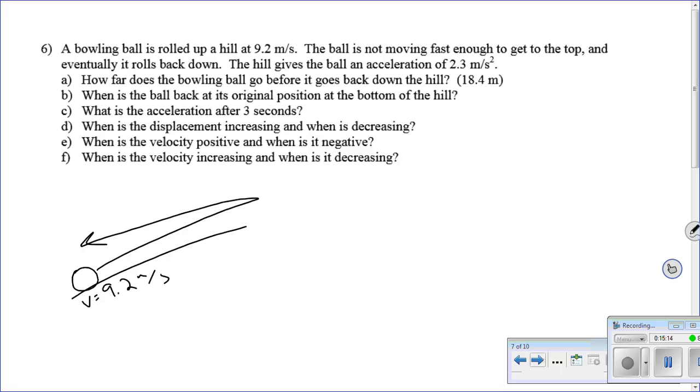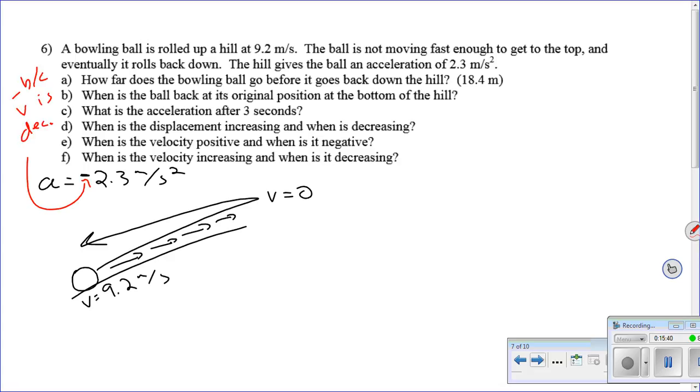And then the problem tells us that the acceleration the hill gives the ball is 2.3 meters a second squared. Remember though, my velocity's got to decrease. As the ball goes up the hill, it's going to slow down until it stops. So my velocity's got to decrease, which means this acceleration is negative. That is one of the most common mistakes. Negative because v is decreasing. I see people make that mistake all the time, and if you leave those negatives out, all your answers are going to be wrong, which is obviously bad.